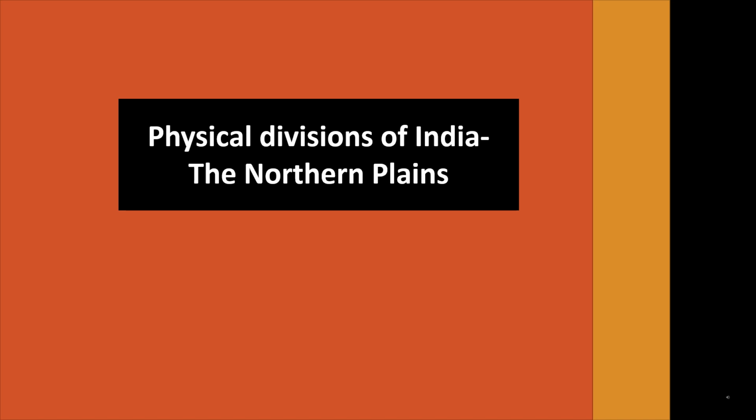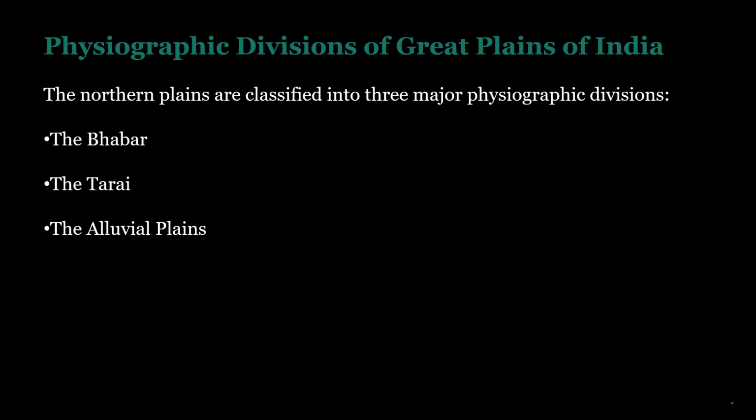Physical divisions of India. The Northern Plains. Physiographic divisions of the Great Plains of India. The Northern Plains are classified into three major physiographic divisions: the Babar, the Tarai, and the alluvial plains.